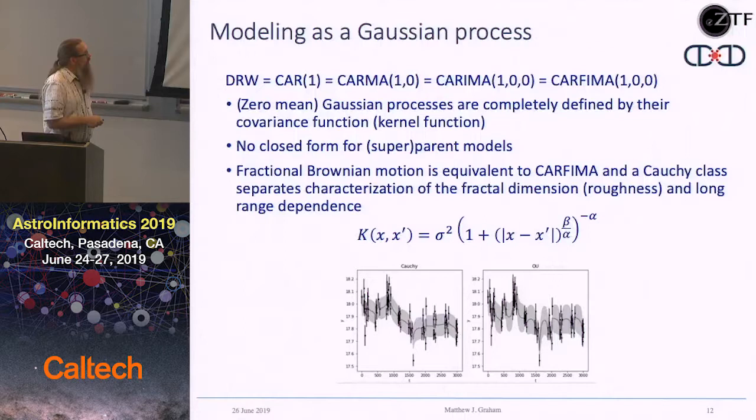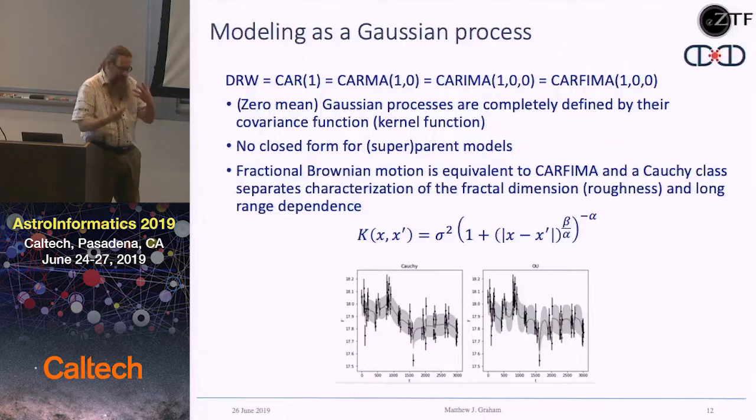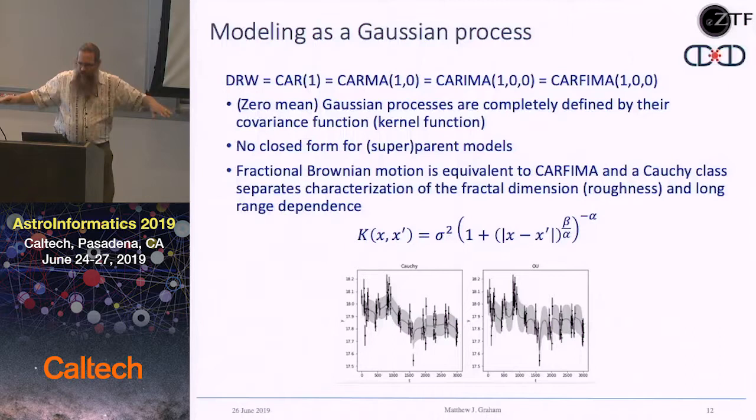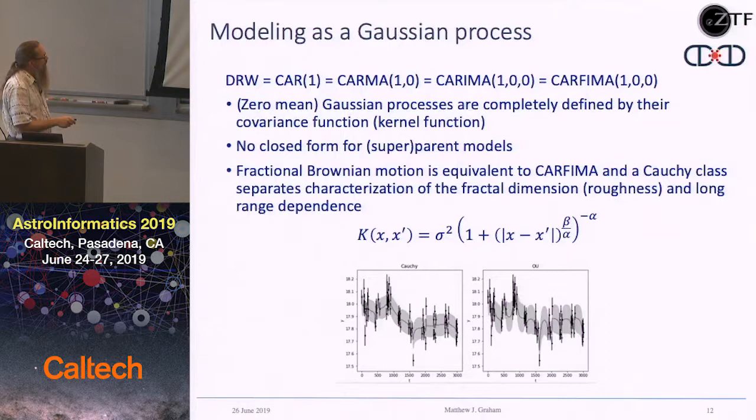However, there are alternative models out there which are mathematically equivalent in terms of what they're trying to describe, and one is the Cauchy class model. These CARFIMA models, these very high order or super-family models, break the modeling down into local roughness, which is some characterization of the fractal dimension of behavior, and a long slow range dependence, which is the moving average term in the CARFIMA. And so there's this nice, relatively simple, three-parameter form for the kernel function, which you can use.